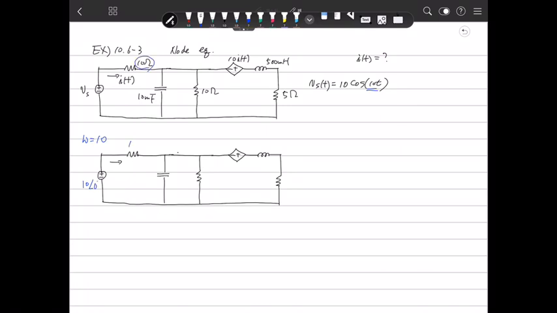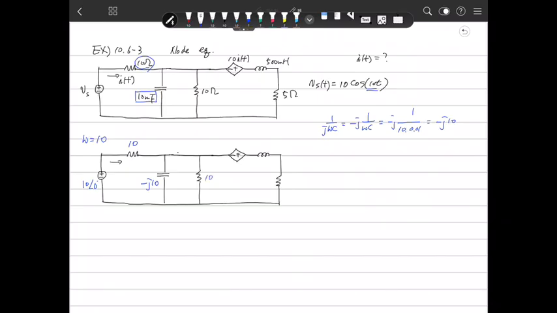Then this is 10 ohms. That value is 10. This is 10 millifarad. So the capacitor impedance is 1 over j omega C, so minus j 1 over omega C. So minus j, omega is 10, and capacitance is 0.01. So that value is minus j10. That is minus j10, and that value is 10.